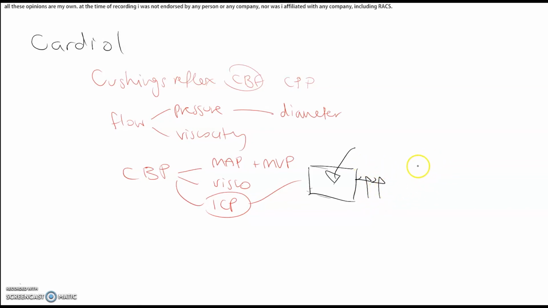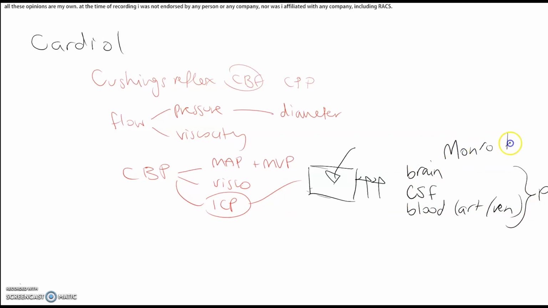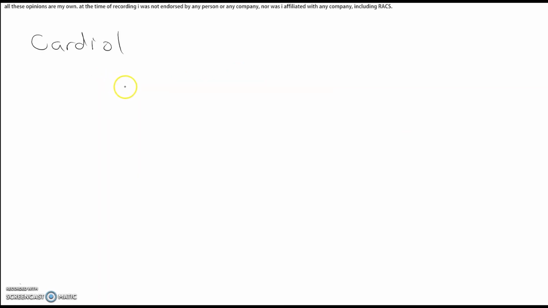So there's a relationship between the brain tissue, the CSF and the blood, which is made up of arterial and venous components. The relationship between these three, creating a pressure-volume relationship, is known as the Monro-Kelly doctrine. Now let's discuss cerebral perfusion pressures.